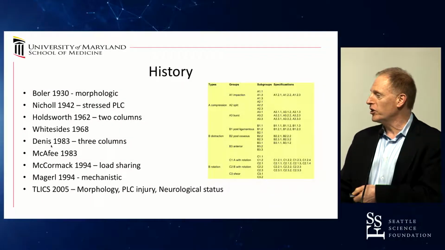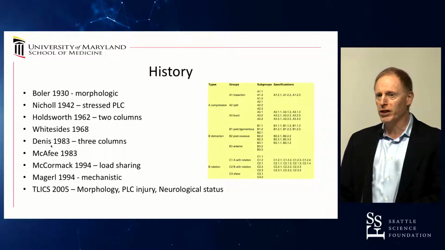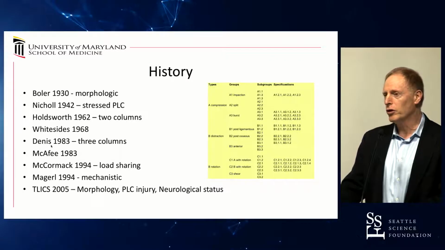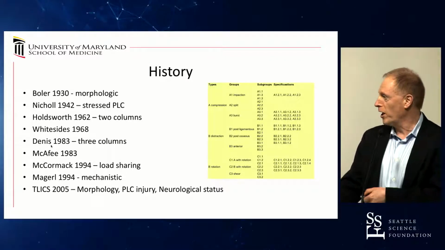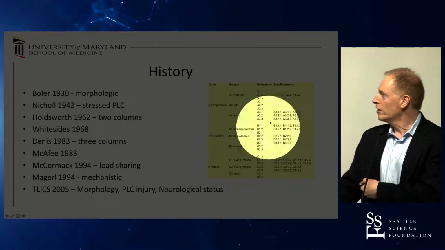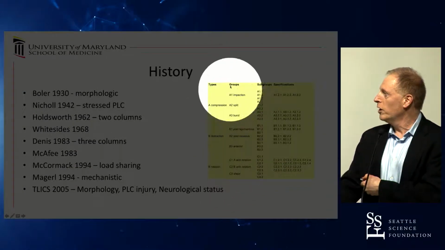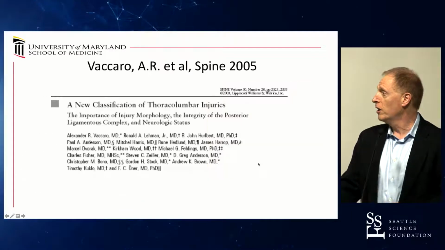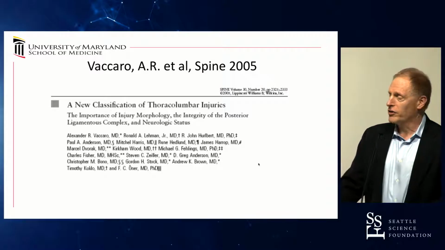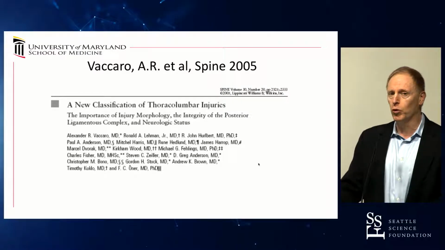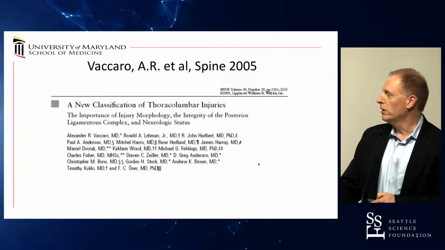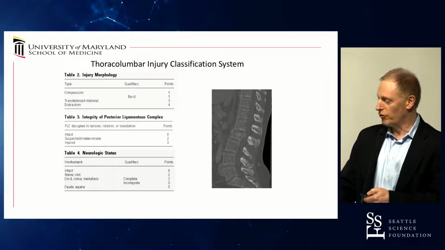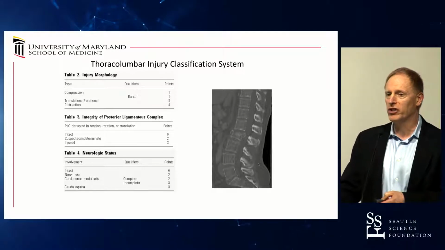The load sharing classification in 1994, I think, was a response to some deficits in screw technology at the time, and I think has very little to do with what we do these days. Franz Magerl came up with this monster of a classification system, which is really still the basis of the AO classification, and then TLICS, and that was 2005. TLICS has become, I think, the workhorse for most people in thoracolumbar classification, because it is a scoring system as well as a classification system, and it gives people guidance into how to treat things.